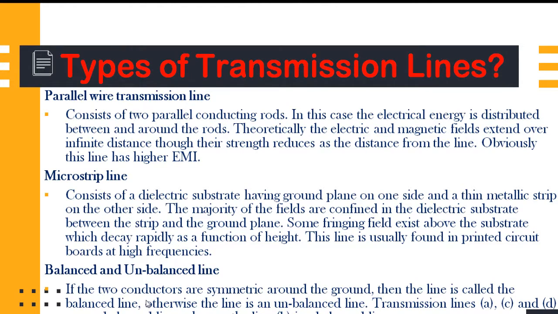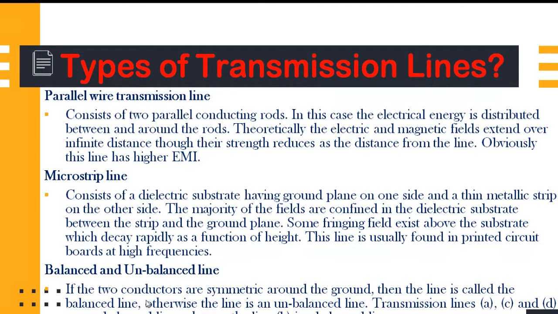Now, the third transmission line is the microstrip line. It consists of a dielectric substrate having a ground plane on one side and a thin metallic strip on the other side. The majority of the fields are confined in the dielectric substrate between the strip and the ground plane. Some fringing field exists above the substrate, which decays rapidly as a function of height. This line is usually found in printed circuit boards at high frequencies.